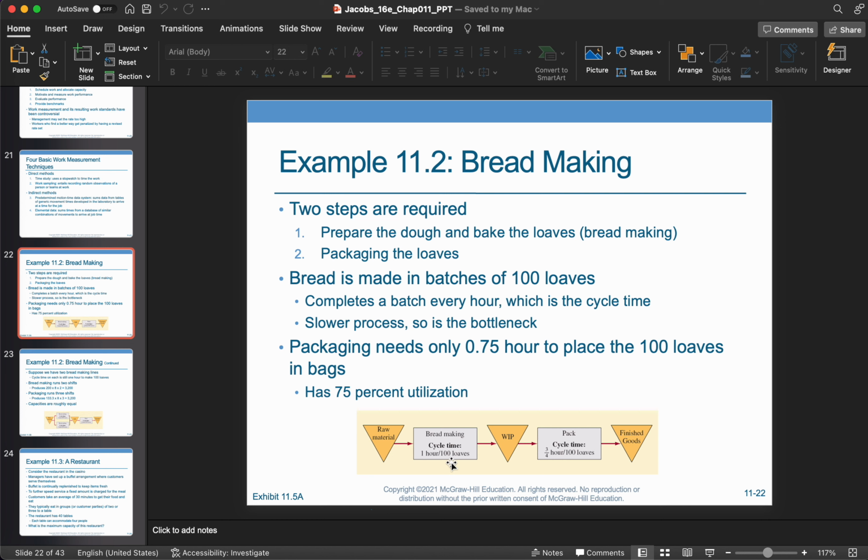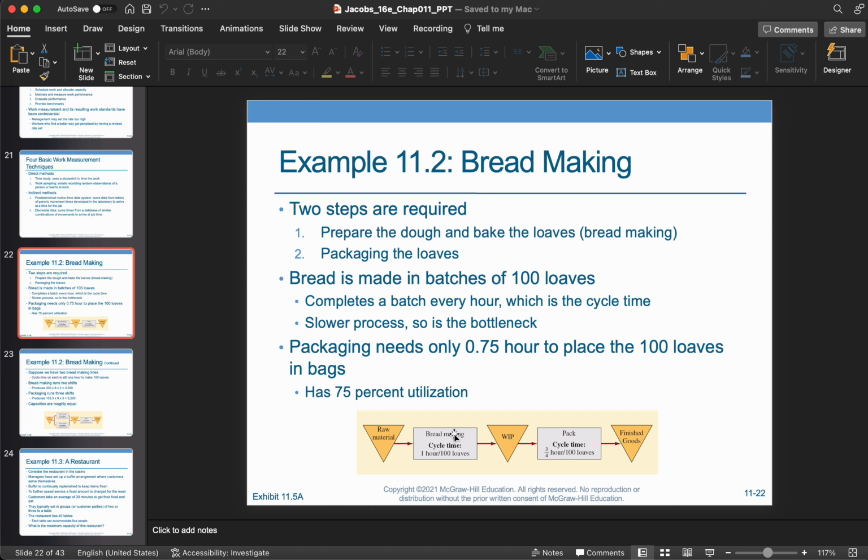I can keep making bread. It takes me 1 hour to make 100 loaves of bread. As soon as the bread is made, it goes into work in process inventory. Once I make those 100 loaves, I can immediately start packing them. I will be able to finish packing all 100 loaves before all of the 100 loaves from here even get into the work in process inventory, because this is much faster. This is the slowest part of the process, and so this is called the bottleneck.